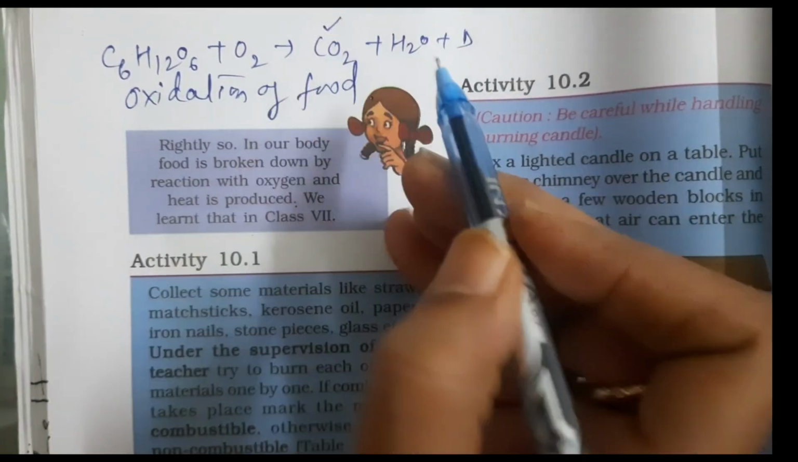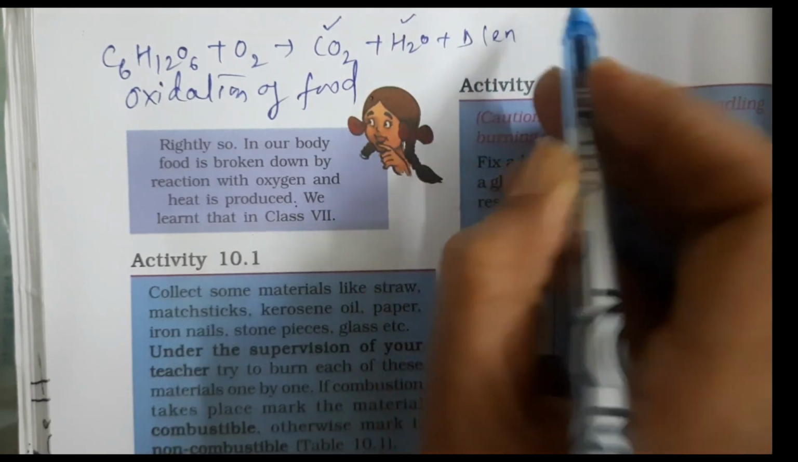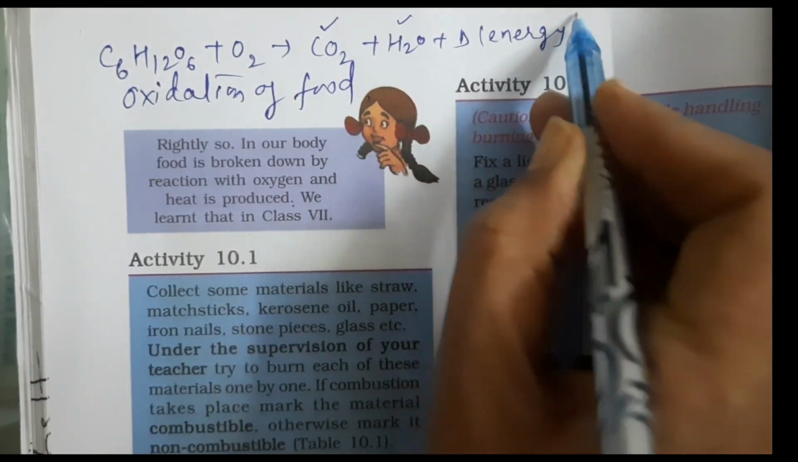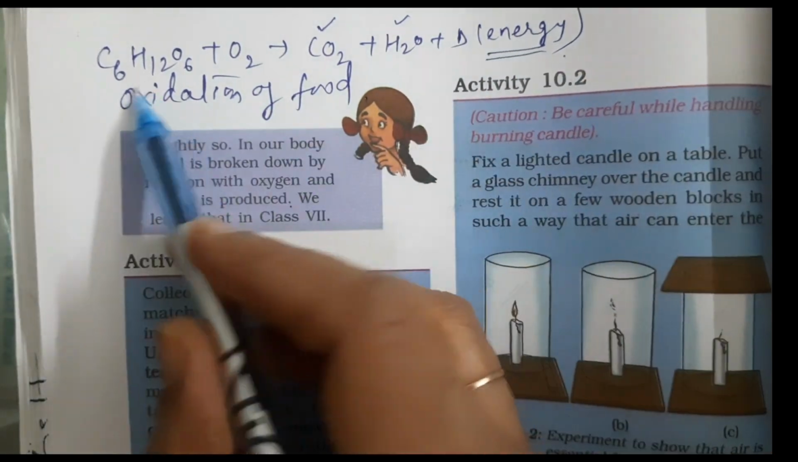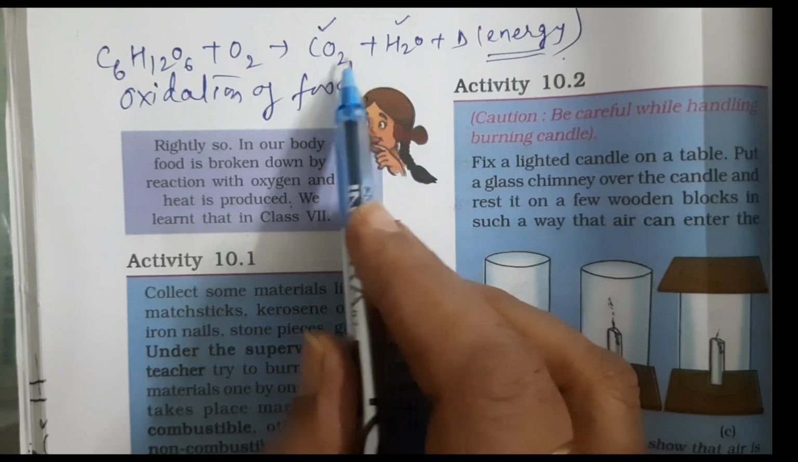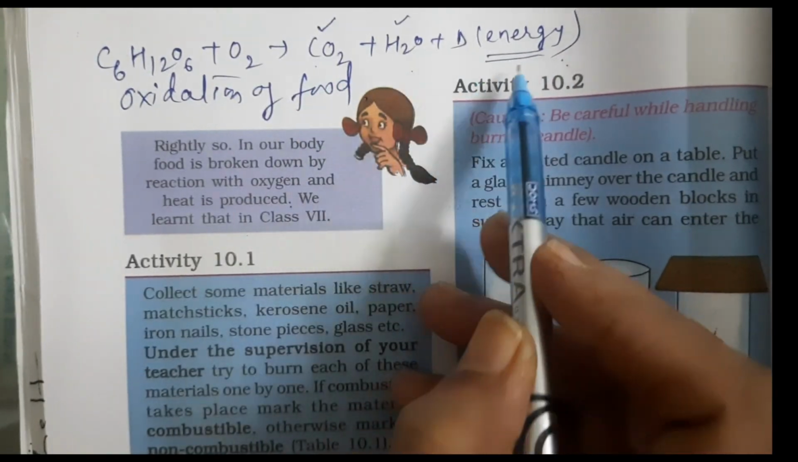So here again, carbon dioxide, water and heat means it is energy which we are getting and which is useful for our work. So thus digestion is also a type of combustion as carbon dioxide, water and energy are produced.